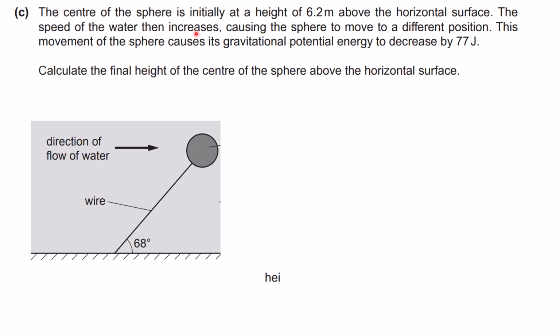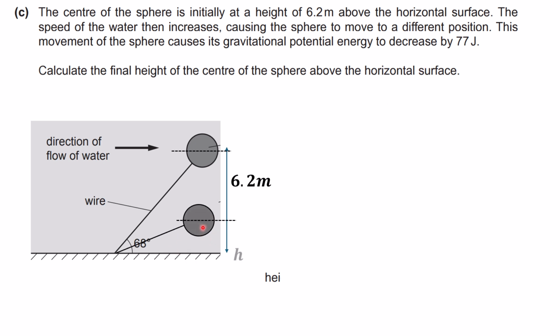So the center of the sphere is initially at a height of 6.2 meters above the horizontal surface. So this is the center of the sphere, and this is the height above the horizontal surface. The speed of the water then increases, so the water that is hitting the sphere increases its speed, causing the sphere to move to a different position. So right here, let's say the sphere is right here.